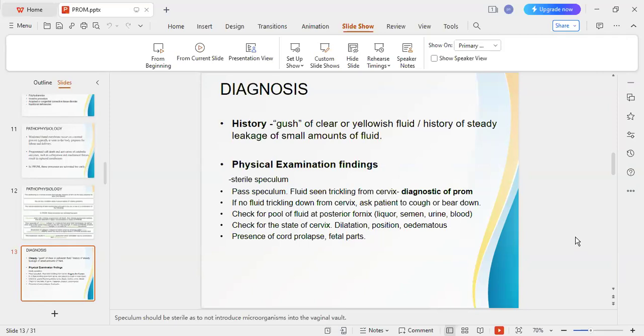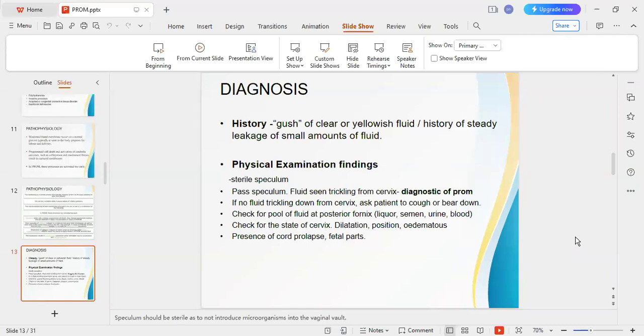Then we come to the physical examination. We should do a head-to-toe physical examination of these patients, starting from the vitals. Then we check the patient for pallor and all of that. And then we look at the abdomen, check your symphysiofundal height, check your presentation, check for tenderness of the uterus, check the tone, check for uterine contractions, check your fetal heart.